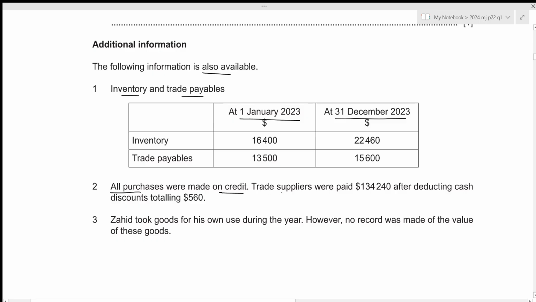We are also told that the trade suppliers were paid 134,240 after deducting cash discounts totaling 560. So this is the amount that we paid to the suppliers during the year, and this amount is the discounts received. Zahid took goods for his own use during the year. However, no record was made of the value of these goods.